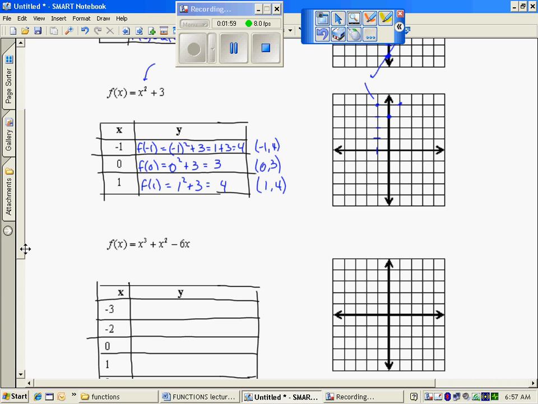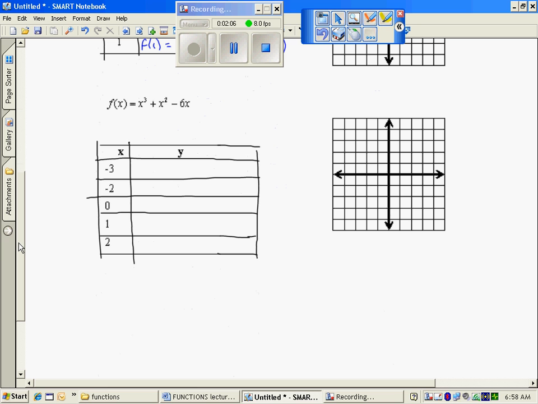Now we only plotted 3 points here to get this U shape. Oftentimes 3 is not enough, as you'll see in the next example. Plugging f at negative 3 into my function: negative 3, all of that cubed, plus negative 3, all of that squared, minus 6 times negative 3.